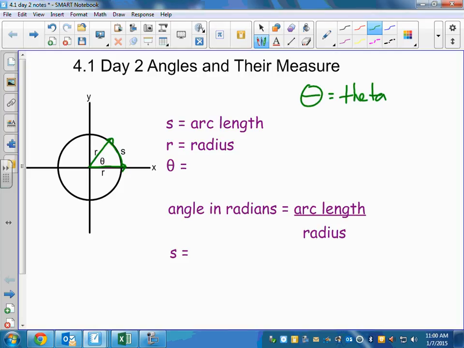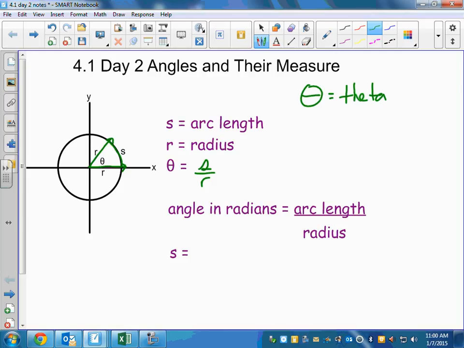But if we want to relate these values, we can say that theta is equal to S divided by R, or I wrote it out in words for you, the angle in radians. So if you have an angle in degrees, you have to change it to radians first, is equal to the arc length divided by the radius. Usually what happens is they give us the angle and they give us the radius, and they want us to find the arc length. So just do a little math here.